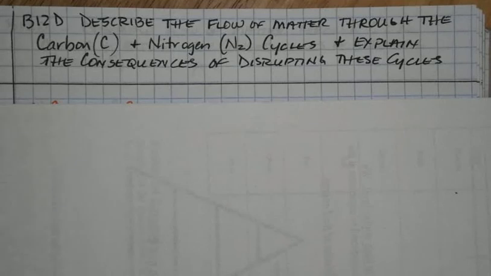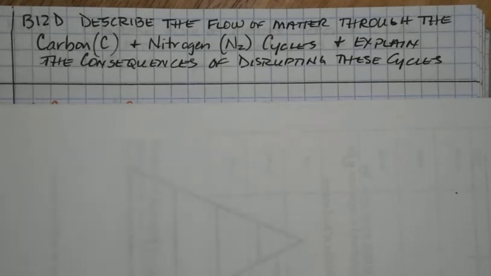Take a moment, pause this, and set up your page so that you can take Cornell notes in your spiral. This is Unit 2, Ecology 1. This is B12D. In this instance, what you're going to do is describe the flow of matter through the carbon and nitrogen cycles and explain the consequences of disrupting these cycles.